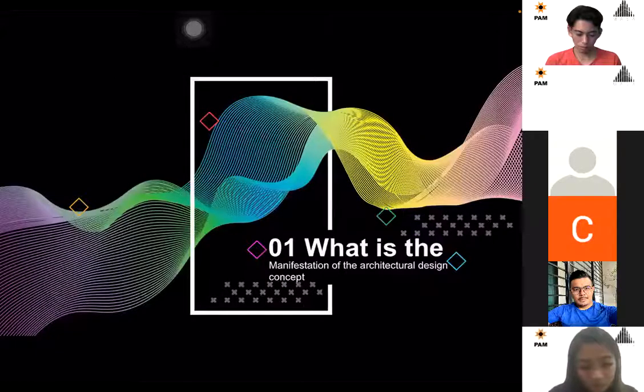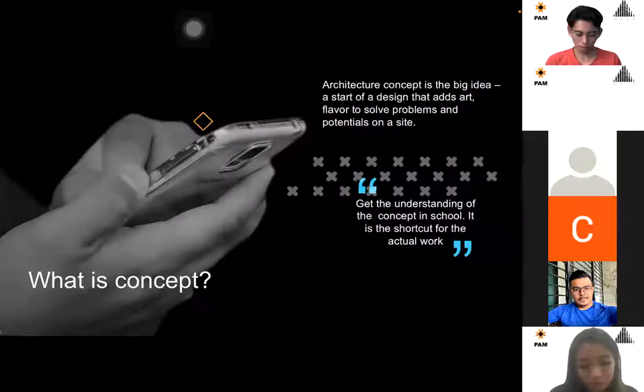What is the manifestation of the architecture design concept? Architecture concept is the big idea, the start of a design that adds art and flavor to solve problems and potentials on a site. Understanding the concept in school is the best thing because it is the shortcut for the actual work. When you are graduating, your lecturer or your boss will not talk to you about this anymore. He will simply ask you to design, and then it's not about 14 weeks anymore. It will be 2 weeks of work and then you produce it.